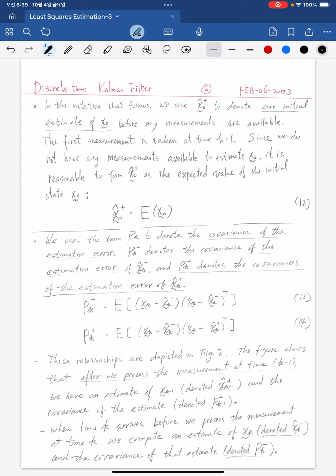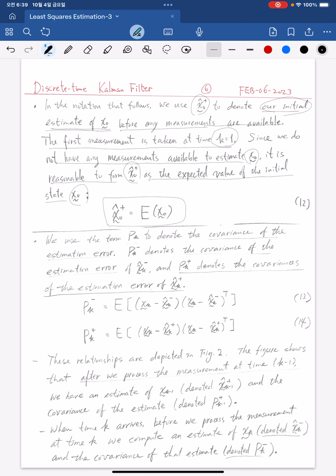In the notation that follows, we use x0 plus to denote our initial estimate of x0 before any measurements are available. The first measurement is then taken at time k equals 1. Since we do not have any measurements available to estimate x0, it is reasonable to form x0 plus as the expected value of the initial state x0.